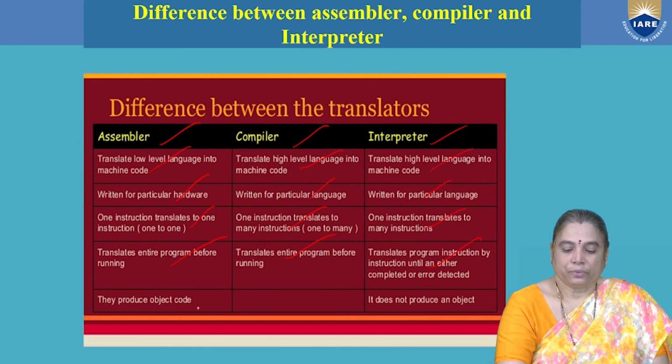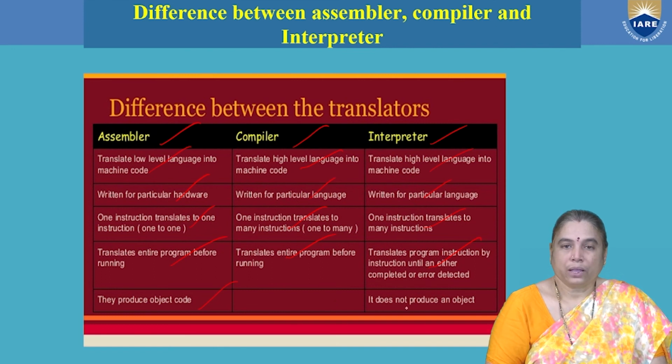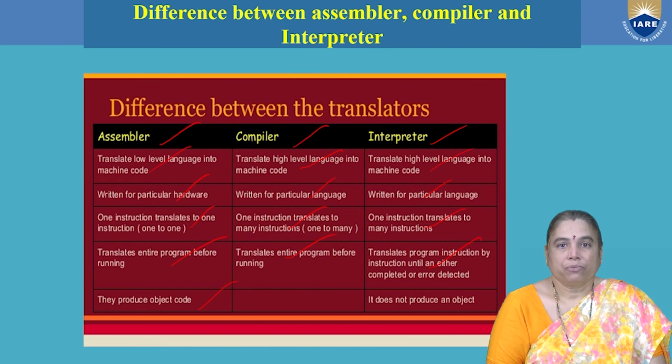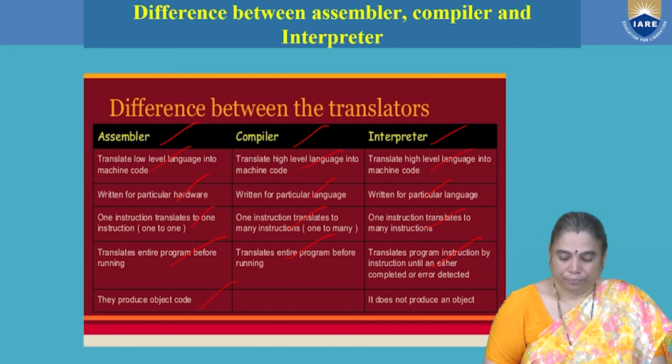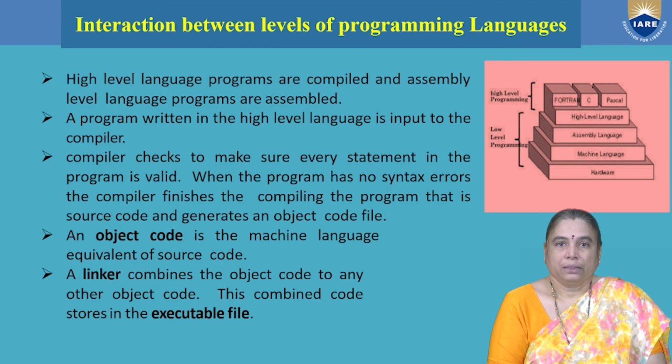So it produces the object code. Here it does not produce the object code. So this is the difference between the variety of translators, which have to be used for the conversion of one level language program to another level language program. So what is the interaction between these levels of programming languages?